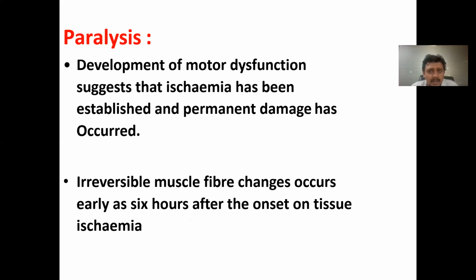Next one is paralysis. Development of motor dysfunction suggests that ischemia has already been established and permanent damage has occurred. Irreversible muscle fiber changes occur as early as 6 hours after the onset of tissue ischemia.